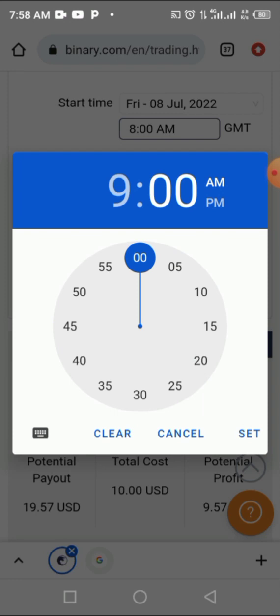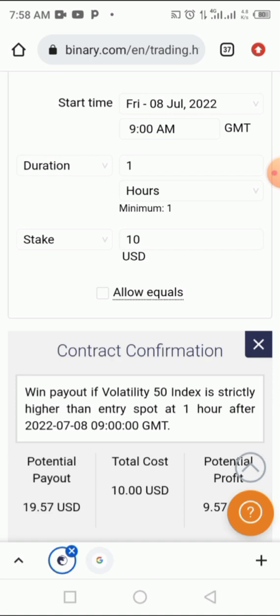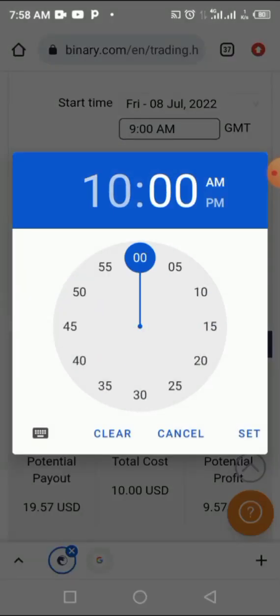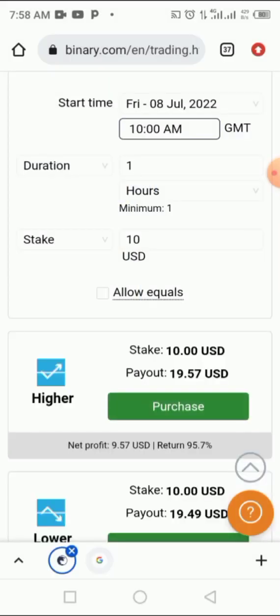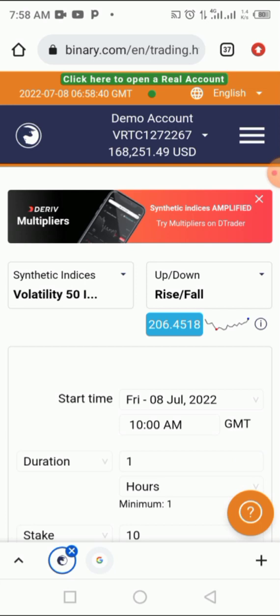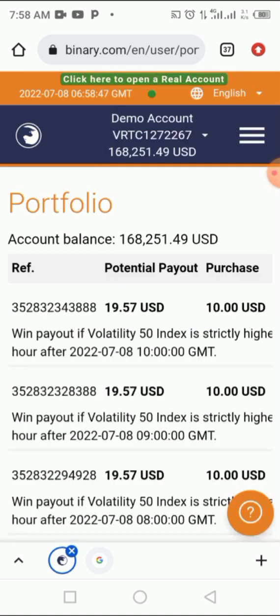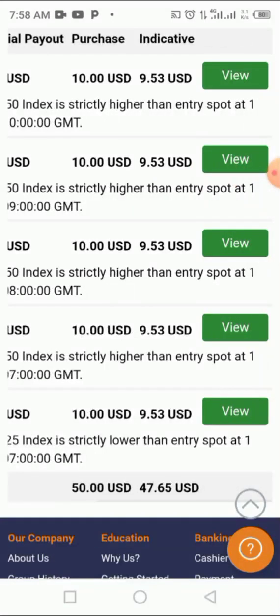9 o'clock, set. Let me just say buy. I'm just buying, for example. You click it again, 10 o'clock, set, then you click it. You know that you've entered. Okay, now let's go to the, what's it called? Profile. This portfolio. You click it. You will now see that I've entered all these, but now they've not activated.